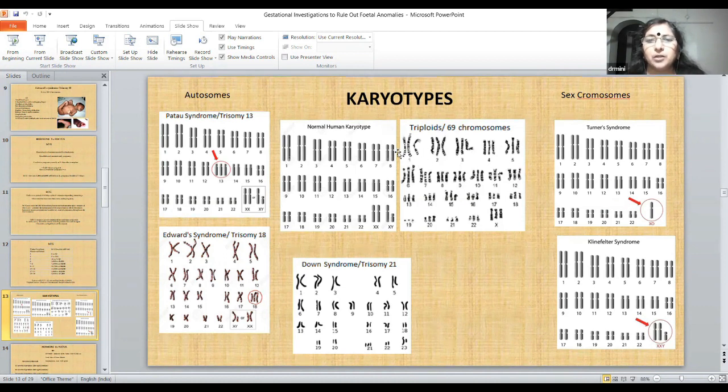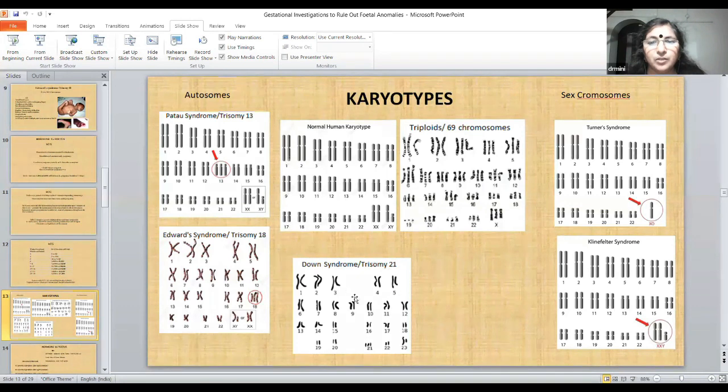This is the triploids, that is, every chromosome has 3 strands, 69 chromosomes. That is the triploids. And this one, Turner's, let it be there. This is Edwards syndrome, or trisomy 18. In chromosome number 18, there are 3.